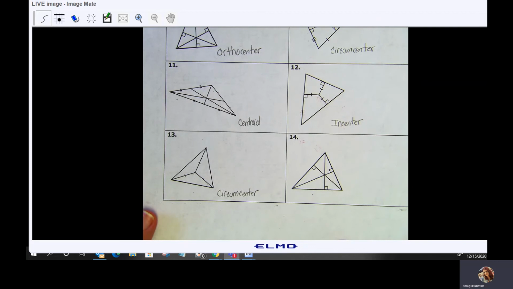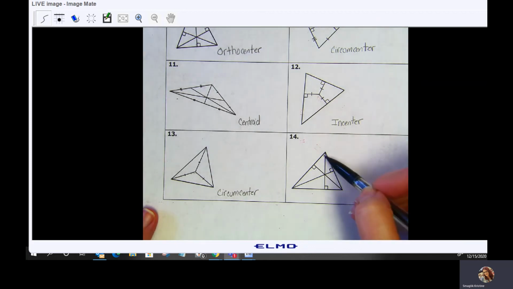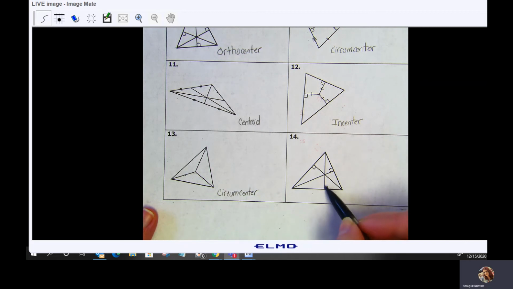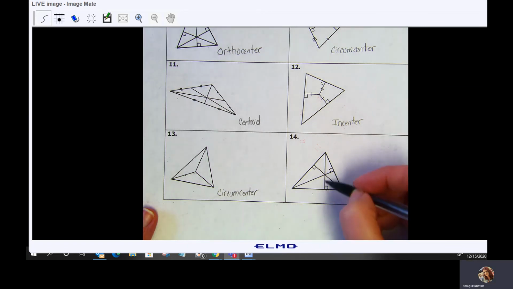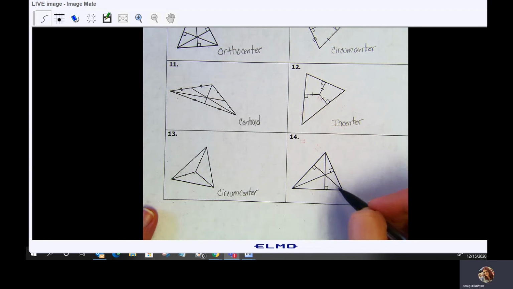And now number 14. We have a line coming down from the vertex to the opposite side. It's forming a right angle. So these lines are perpendicular. I don't see anything telling me anything is congruent. These are your altitudes. This is measuring the height of each triangle. So therefore we have an orthocenter.